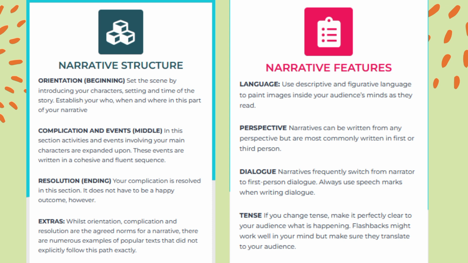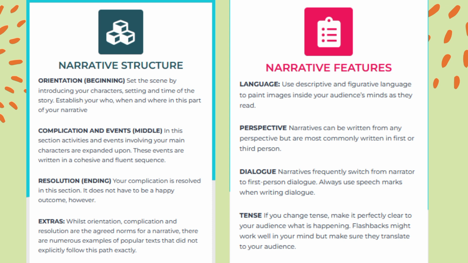In this section, activities and events involving your main character are expanded upon. These events are written in a cohesive and fluent sequence. The third one of the narrative structure is resolution, so the ending. Your complication is resolved in this section. It does not have to be a happy outcome, however. Orientation, complication, and resolution are the agreed norms of the narrative. Therefore, there are numerous examples of popular texts that do not explicitly follow the path exactly.